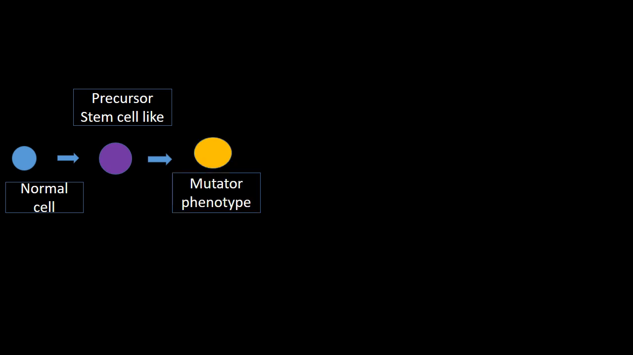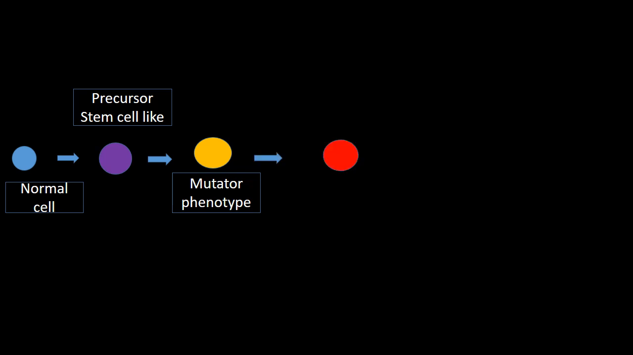For example, this is a normal cell, a physiologically normal cell. First, it will acquire that non-lethal genetic damage, so that it escapes the genetic surveillance and is still surviving. And it will keep on proliferating so that it forms a clone, right? So it has got that dividing capacity, so it is a stem cell like cell, isn't it? So this is a precursor stem cell like cell, and after some time it will start acquiring some of the phenotypic attributes of the cancer. Then we call it a mutator phenotype.